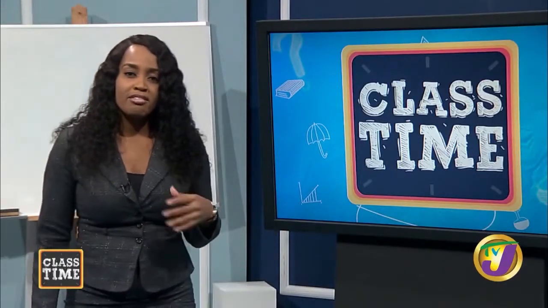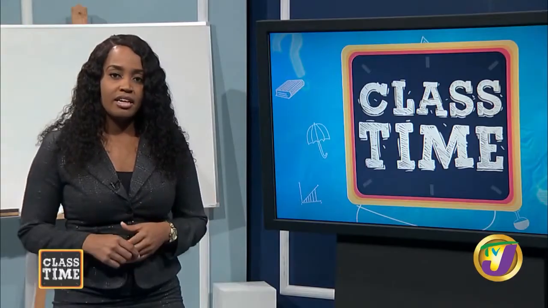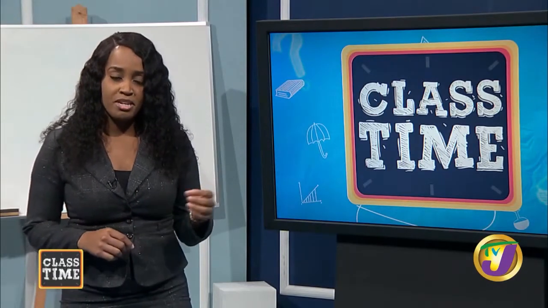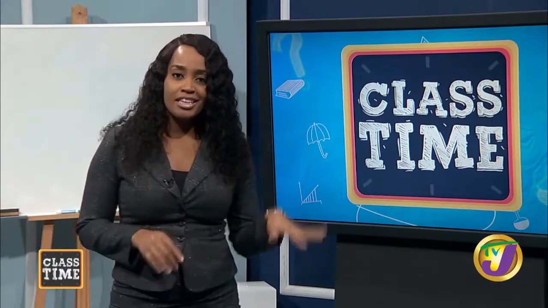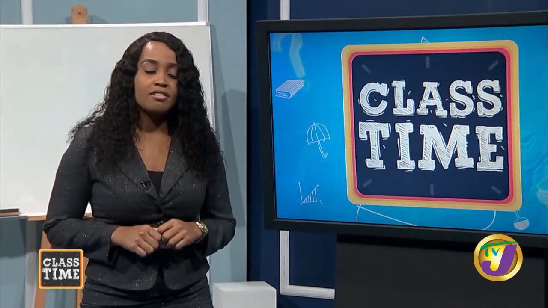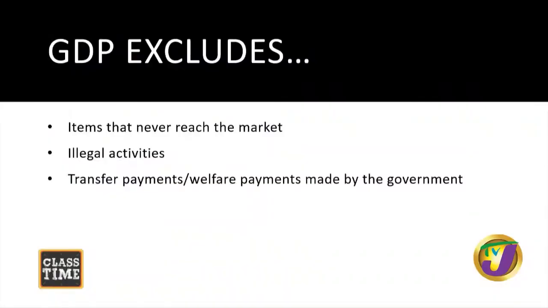So I just pointed out 2 additional things that are included in GDP, and I want to make mention of things that it also excludes. So we know what it includes. Let's look at some exclusions. So GDP excludes things that are illegally produced or sold in a country, the black market. That's not included in the GDP.